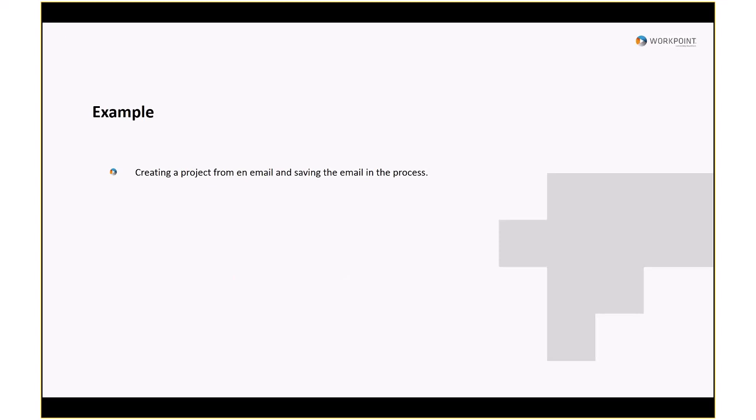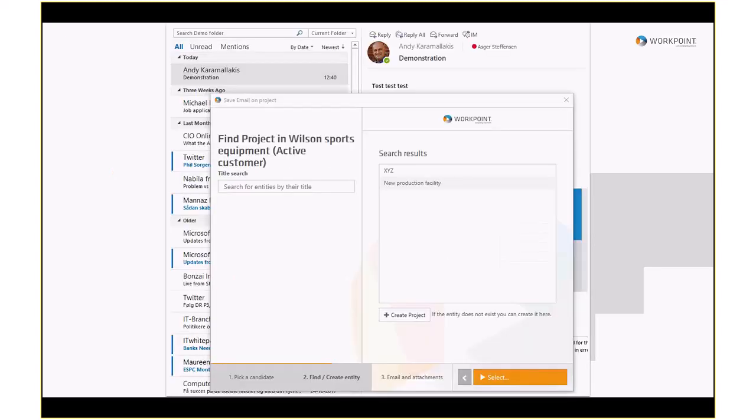This is not a new feature, but I'm pretty sure that a lot of people haven't really noticed that it's there. But from within WorkPoint Express in Outlook, you can set up this wizard. So when you're in your email and having received an email, in this case, an email with the title demonstration, you can click the wizard icon in the ribbon in your Outlook, and you will receive this little pop-up. It says, as you can see, save email on a project.